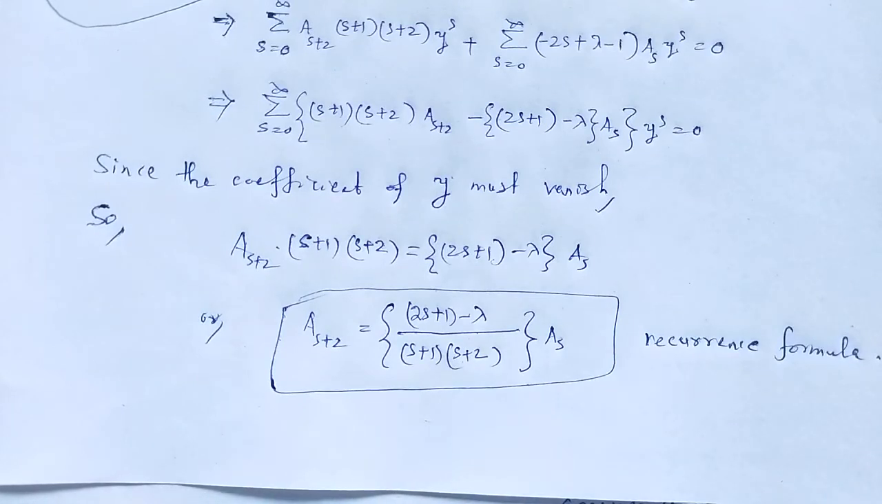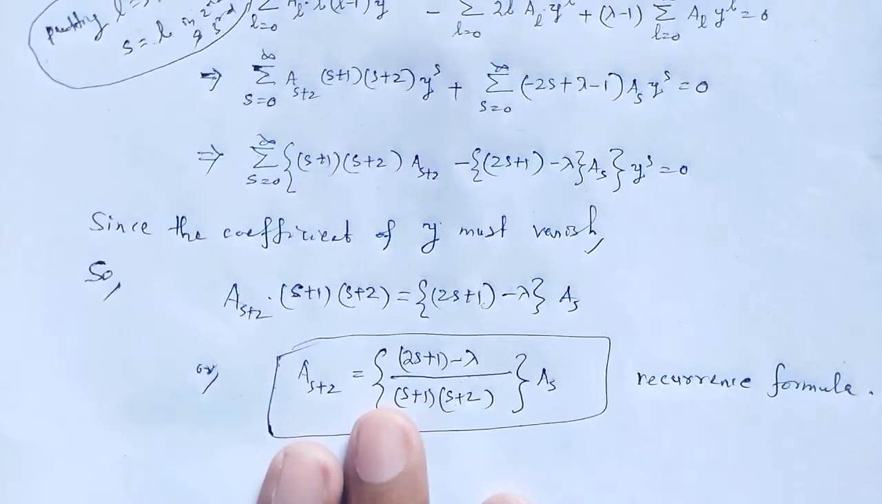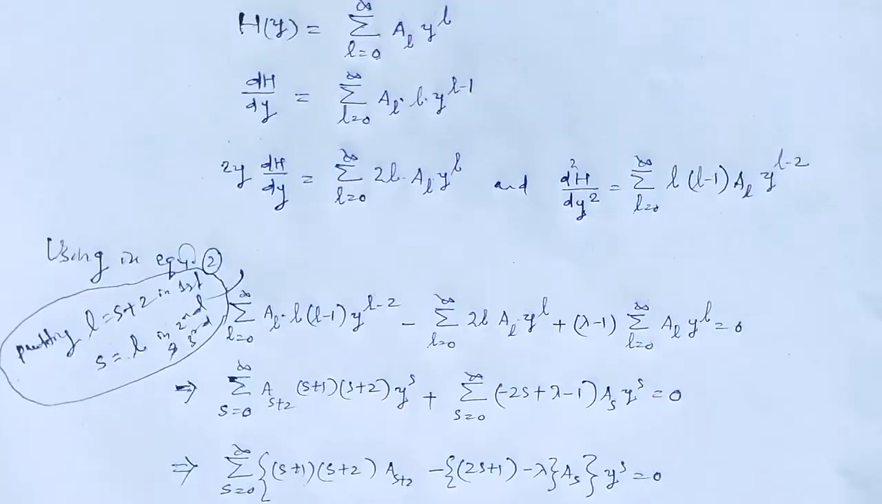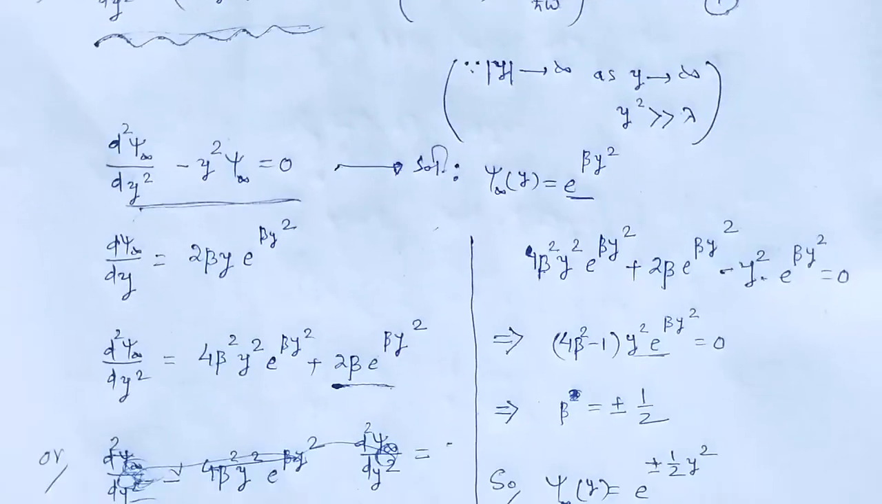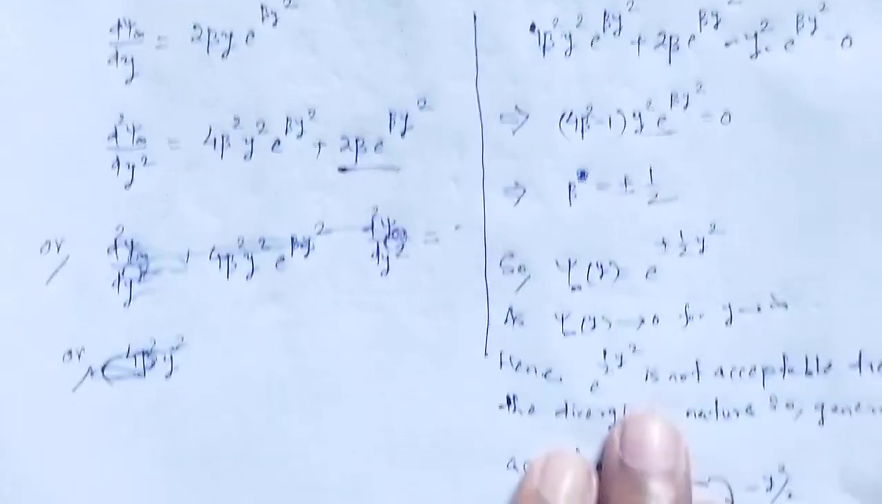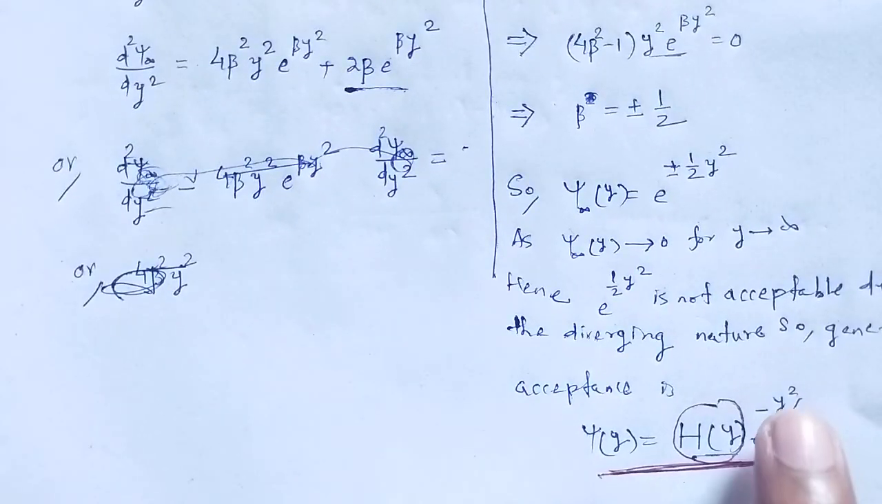For large values of S, the function h y behaves as e to the power y square. As we implement it, psi y is equal to h y into e to the power minus y square by 2. But for large values of S, the function h y behaves just like e to the power y square.